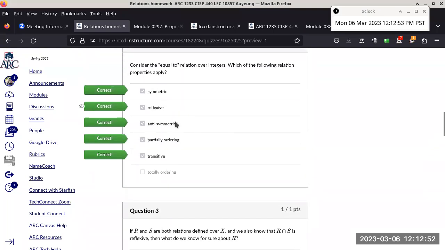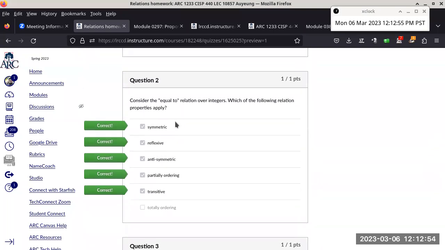Number 2. Why is this one not totally ordered? Because, okay, we are talking about integers, right? So let me pick 1 and 6. Are they related? No. The question says we only want to look at equal to as a relation. So 1 and 6 are not related at all. And that's the reason why it is not comparable. And if it's not comparable, it cannot be totally ordered.